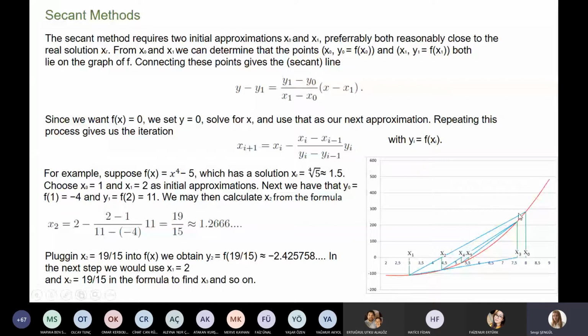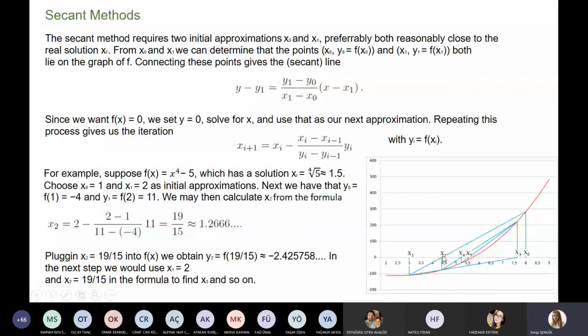I need to speak English, sorry. So for the secant method, we need two initial values again, x0 and x1. Look at that. I'm looking at f of x0, f of x1, and I am drawing a secant line between x0 and x1 that I defined between f of x0 and f of x1. It's called the secant line. And now I am checking where the secant line is crossing the x-axis. Look at that. It is at x2.